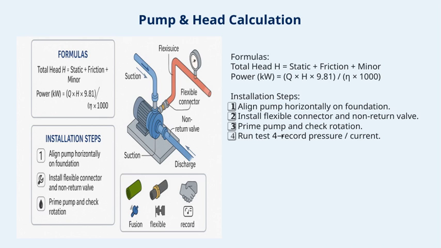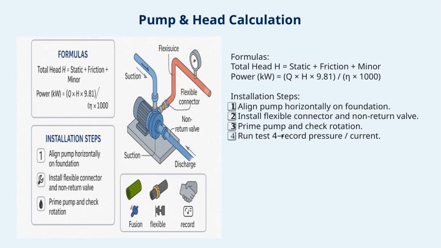Moving on to the installation steps, the first step is to align the pump horizontally on its foundation. Proper alignment is key to avoid unnecessary vibrations and wear. Next, we install a flexible connector and a non-return valve. These components help accommodate slight movements and prevent backflow, ensuring smooth operation.